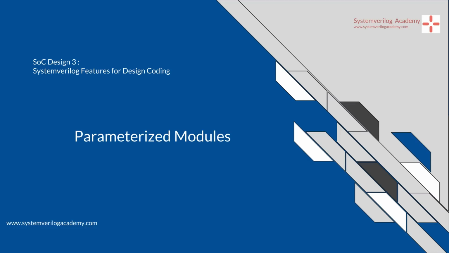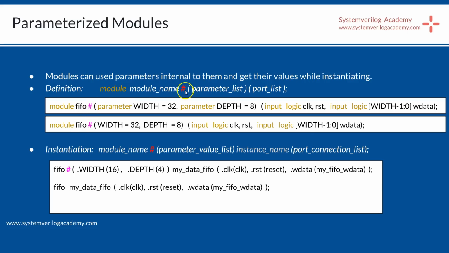To define a parameterized module, use the hash symbol after the module name, and list the parameters within brackets separate from the ports. Here is an example. The module name is FIFO, and its ports are CLK, RST, and WData. Before listing the ports, another pair of brackets is used after a hash symbol, and all parameters are listed.